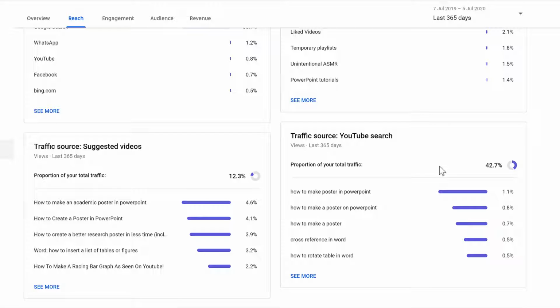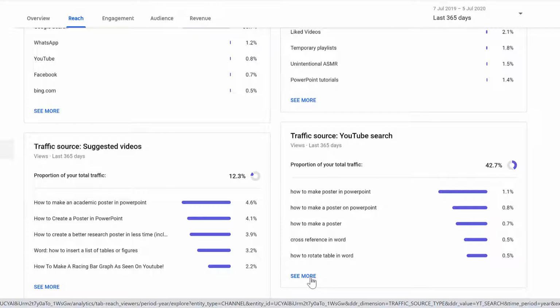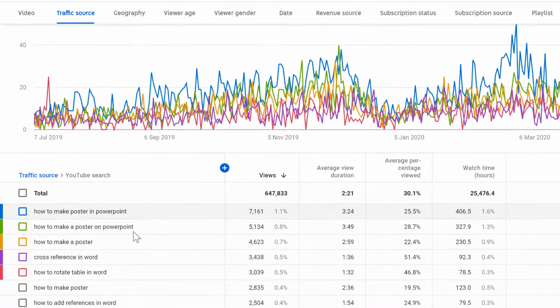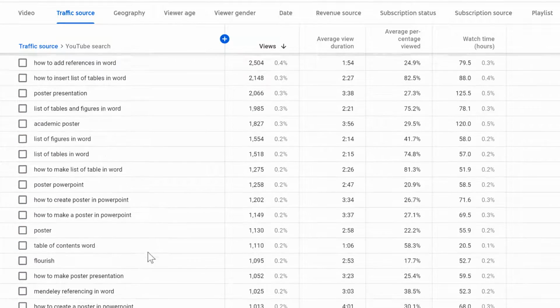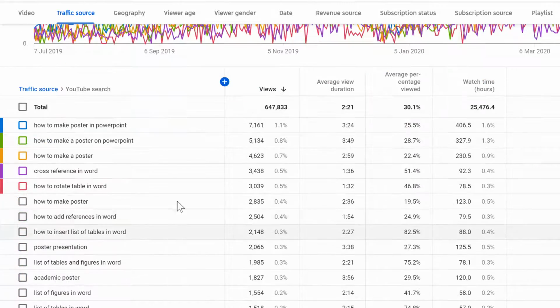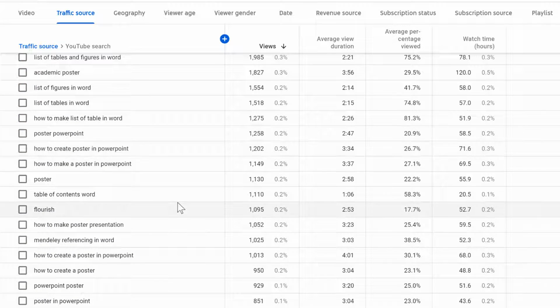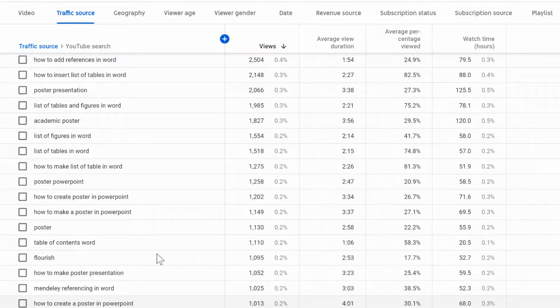And with this, you can actually see the phrases that people are typing in, which lead them to my videos. And if I click see more, we can see lots of different phrases as well. So my most popular video is called How to Make an Academic Poster in PowerPoint. So a lot of these phrases are different ways of saying poster in PowerPoint. But then I also make videos about Microsoft Word and Excel, so some of these phrases relate to those things as well.